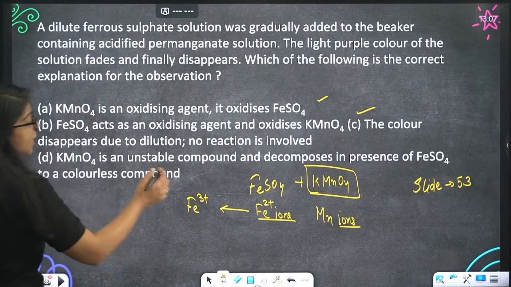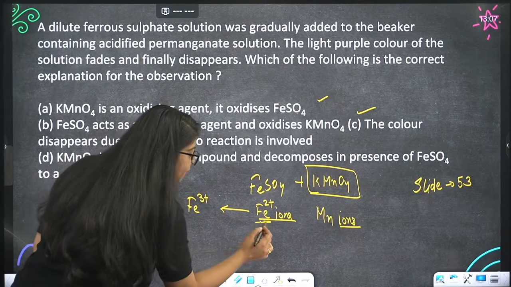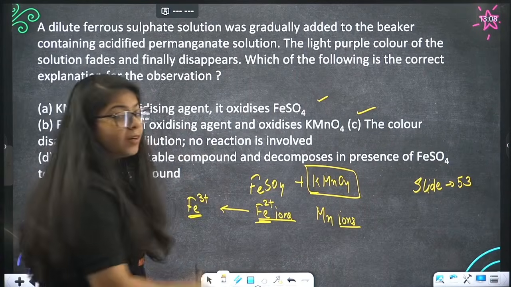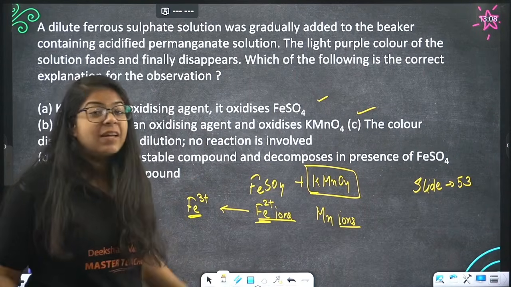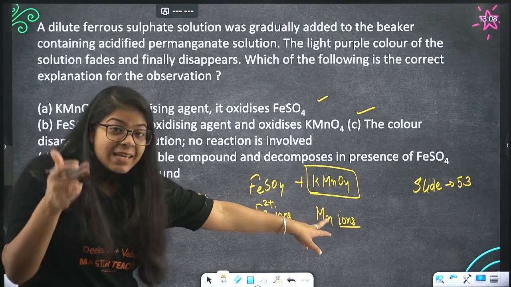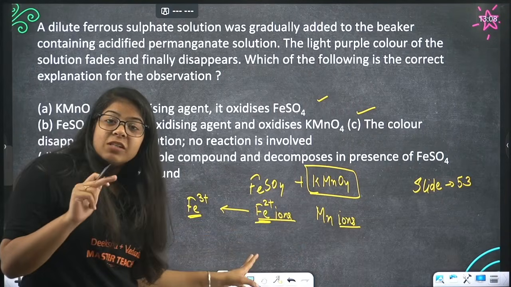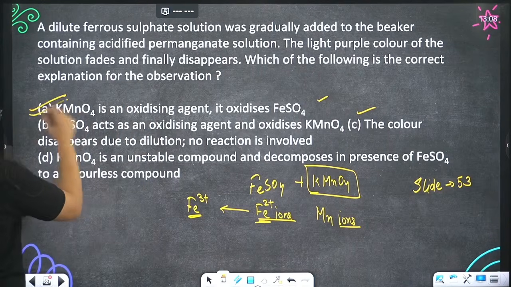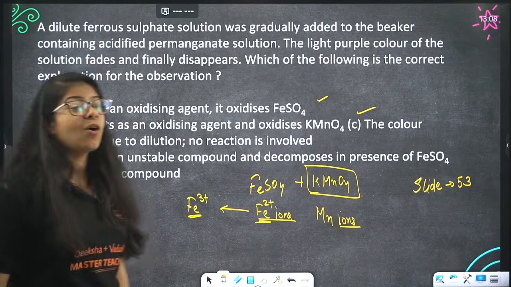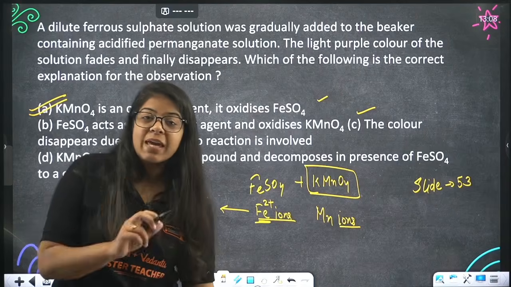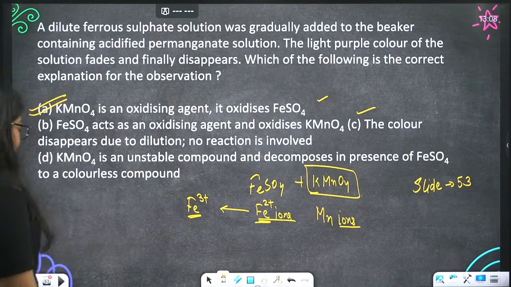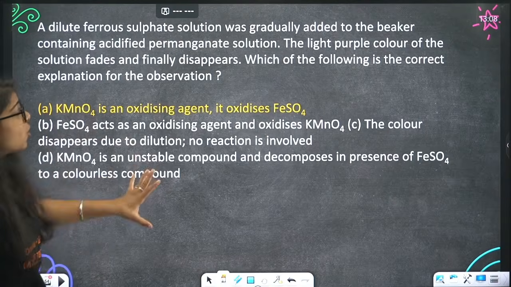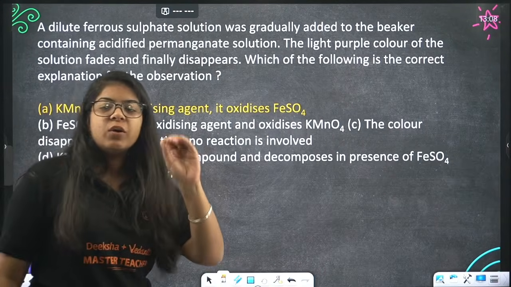And that means, what is oxidizing? Fe is oxidizing, right? Who is oxidizing Fe? Mn, or KMnO4, is oxidizing Fe. So KMnO4 is an agent that gives the oxidation to Fe. So it is an oxidizing agent. KMnO4 is an oxidizing agent, it oxidizes FeSO4. So A is your correct answer. Understood? If you have any doubt, let me know in the comment section.